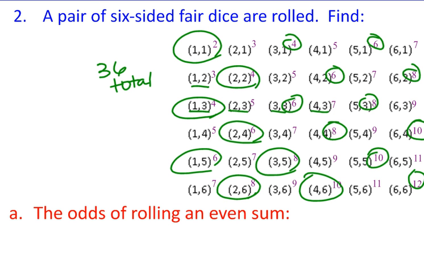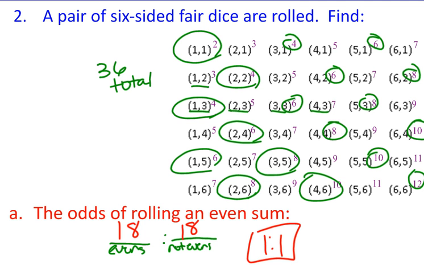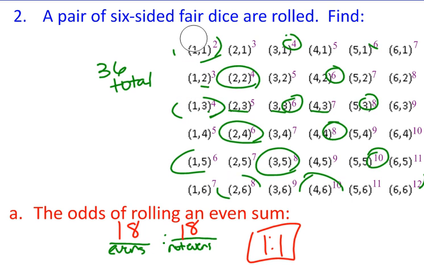So I have the odds of rolling an even, so my number of successes. So my number of evens is my first, and then my not evens, so it'd be my failure, otherwise known as odds, right? So I have 18 that were even, which means I have 18 that were not even. So my odds are 1 to 1. Now I'll erase this so we can use it for the next one.